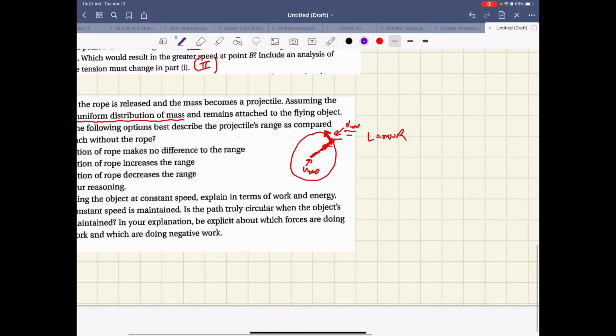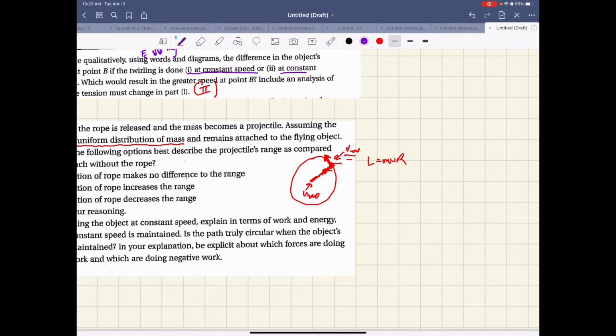Let's zoom in over here. Yeah, whatever. Okay.